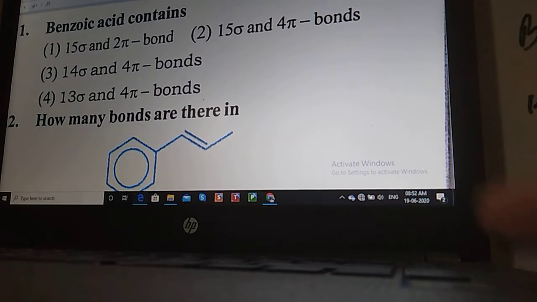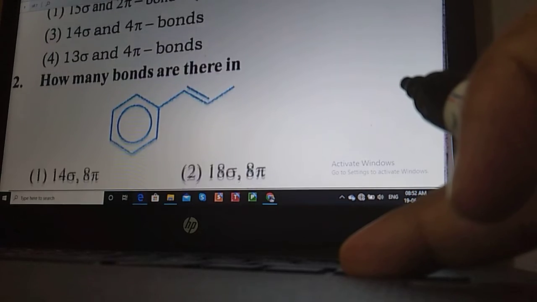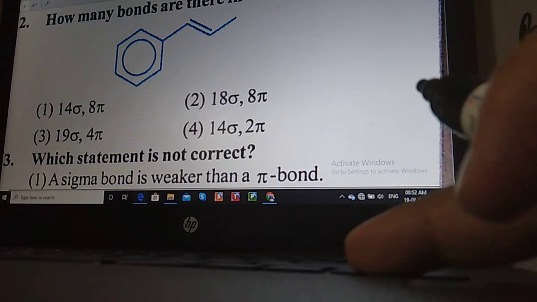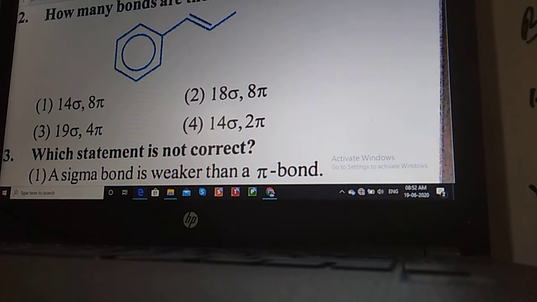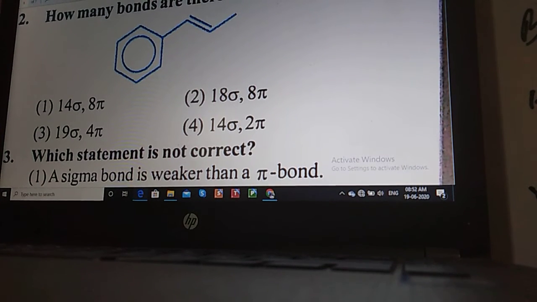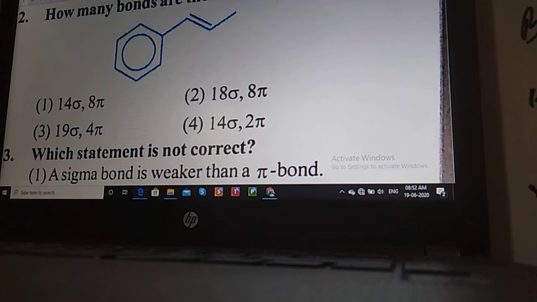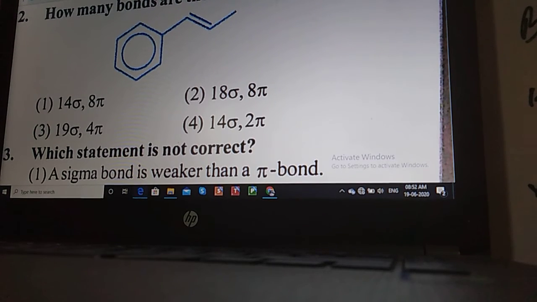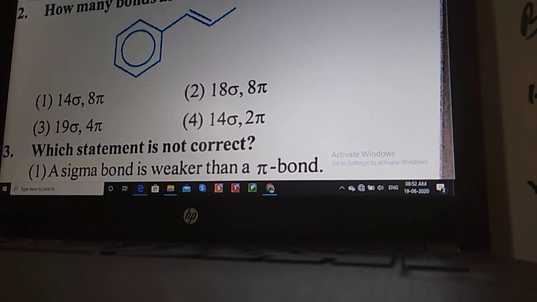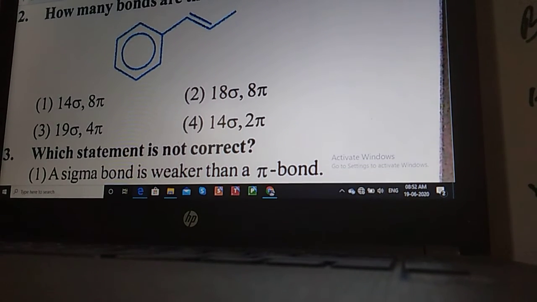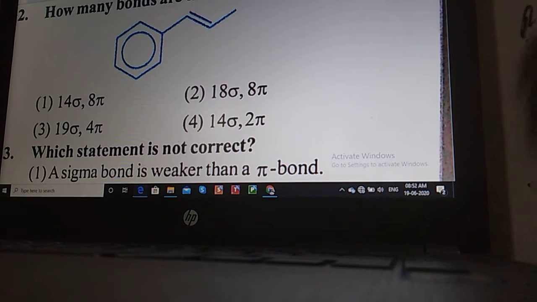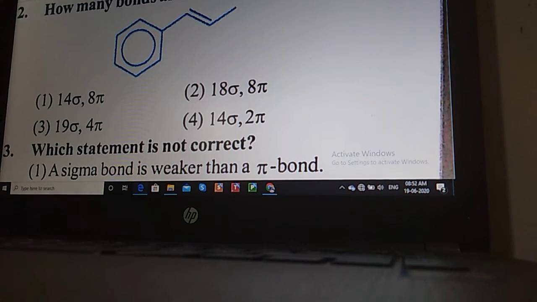Now let us move to problem number 2 and check it out. They are asking how many bonds are there in the given compound. The options are 14 sigma bonds and 8 pi bonds, 18 sigma bonds and 8 pi bonds, 19 sigma bonds and 4 pi bonds, and 14 sigma bonds and 2 pi bonds. So what we have to do is draw this structure on the board and find out the total number of sigma and pi bonds in this molecule.